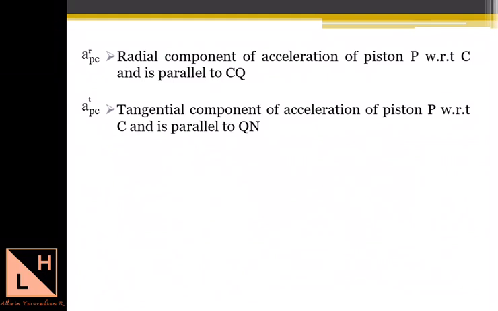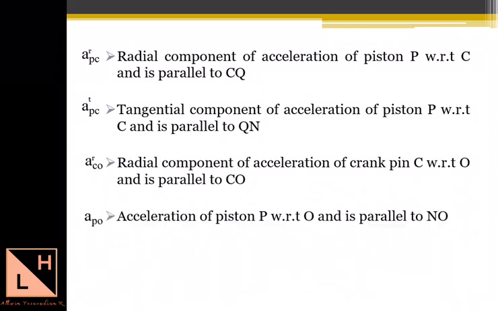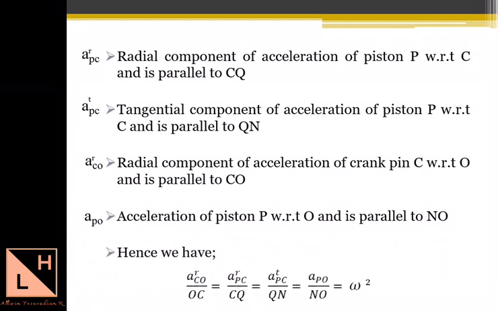APCR is the radial component of acceleration of piston P with respect to C, and we'll find a tangential component also for this connecting rod or the piston P with respect to C. And you'll have the radial component of acceleration of crank pin C with respect to O, because this crank is going to rotate with respect to point O. APO is simply the acceleration of the piston P with respect to O, and it is parallel to the side NO in the acceleration diagram. So we get the acceleration equation in this particular format.